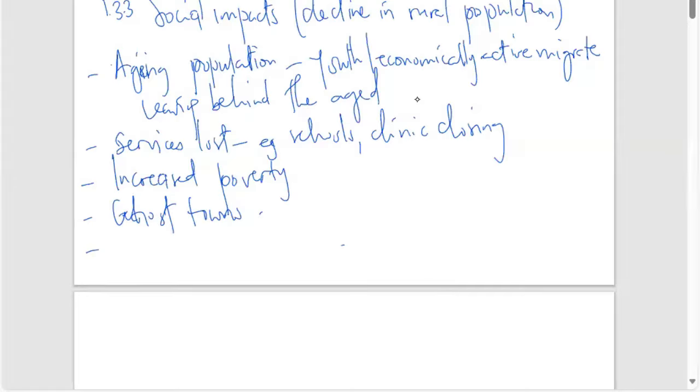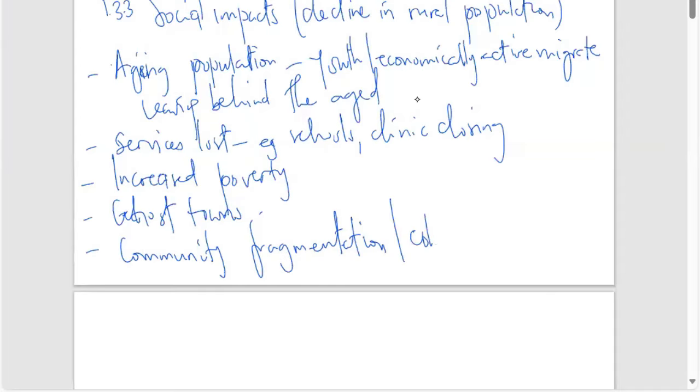And also you can look at other aspects like community fragmentation. The community becomes fragmented. It becomes divided, which has got a negative implication on cohesion and family building. Cohesion is lost.